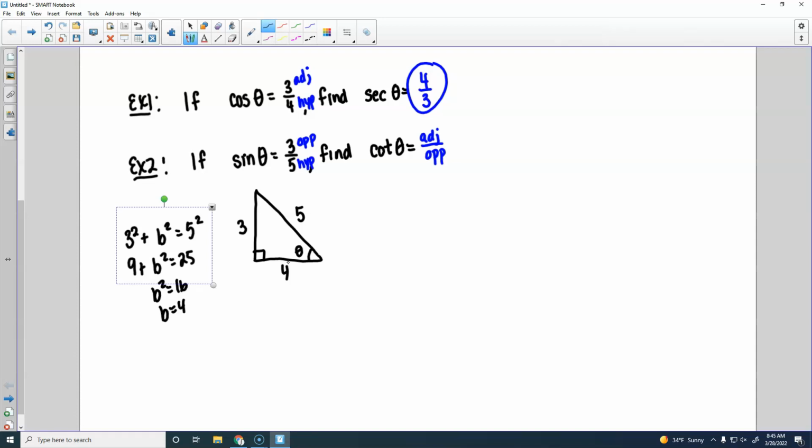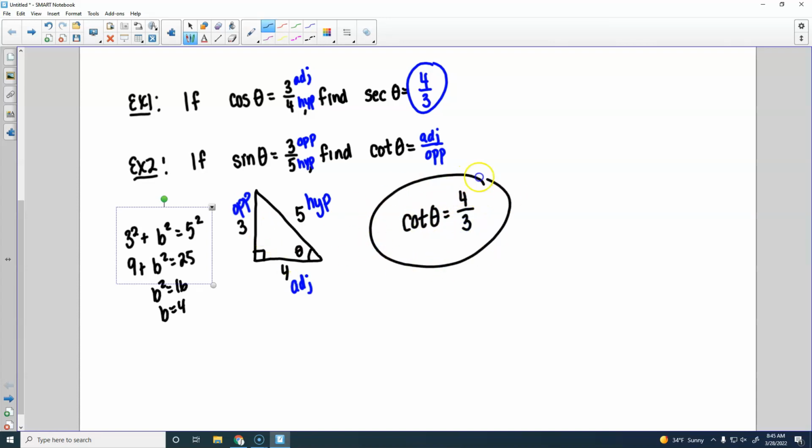So that adjacent side there, this is my opposite. This is my hypotenuse. This is my adjacent side. That adjacent side would be 4, so we would get 4 over the opposite side, which is 3. So that would be our answer for this. You're not finding the length. You're not finding the angle here. You're just finding what that cotangent ratio would be.